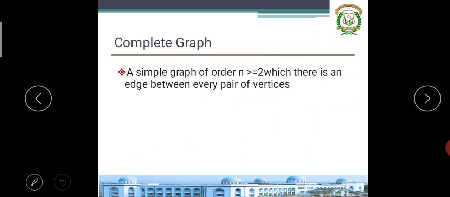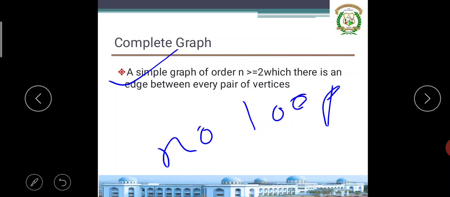Now what is a complete graph? Everybody can guess; I'll give you two minutes. A graph is a simple graph, meaning it doesn't contain any loops or parallel edges, and there is an edge between every pair of vertices. If there is an edge between every pair of vertices, then it is called a complete graph. The very important thing is that the graph should be a simple graph, because no loops and no parallel edges should be there.